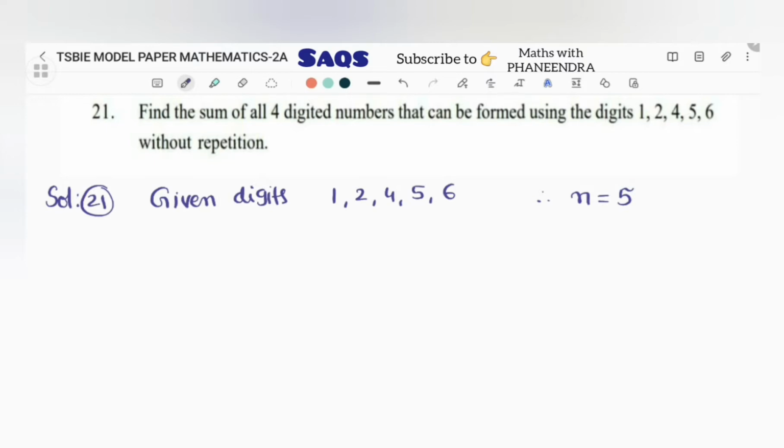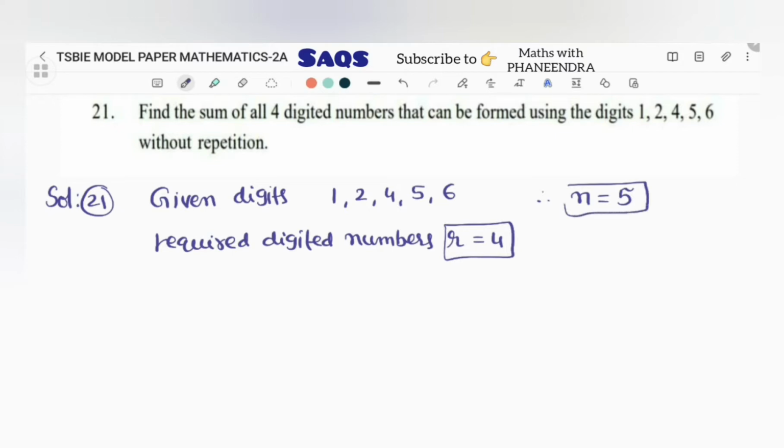How many digits do we require? Find the sum of all 4-digit numbers. Required digits, so r is equal to 4. So the r value we got, and the n value, total numbers, is 5. So for the sum of all 4-digit numbers that can be formed from n digits, we have a formula.